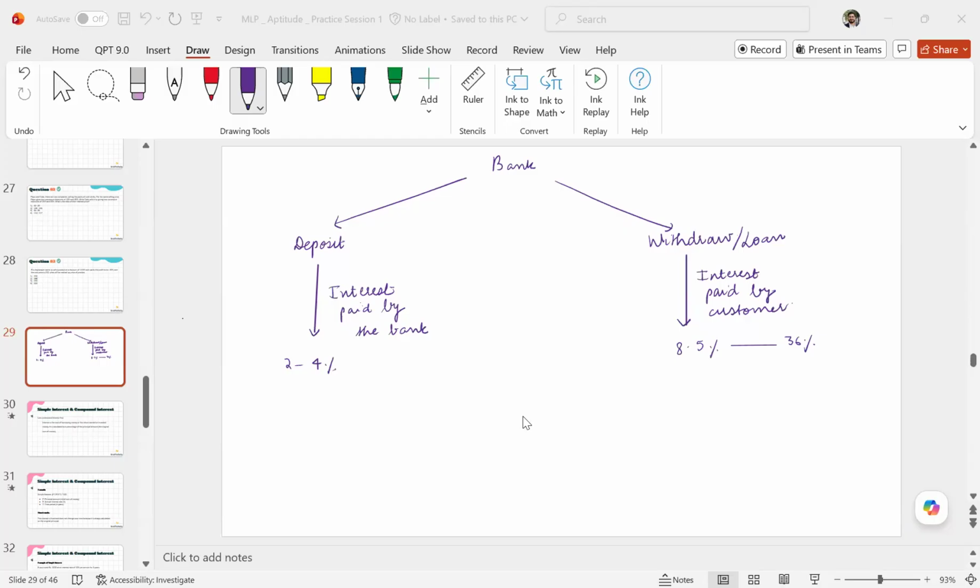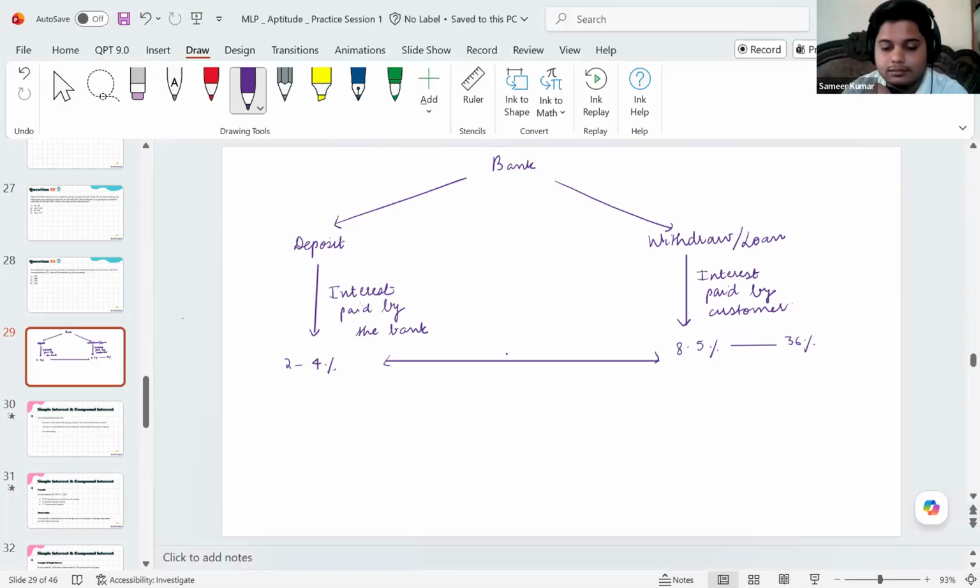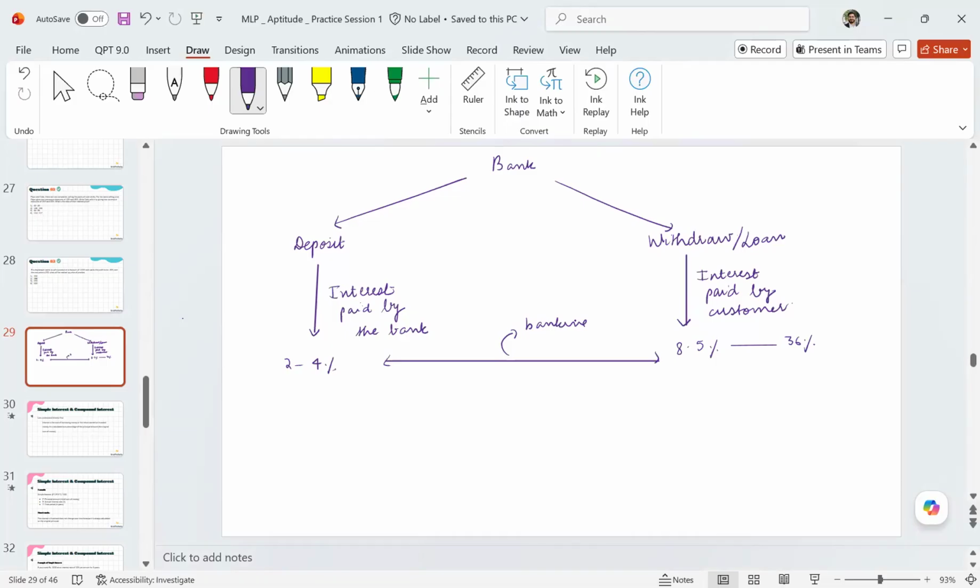Why do they want you guys to keep money with them? To provide loan to others. To then provide loan to somebody else, right? They are going to utilize your money to give this loan to someone else and charge interest from them. The interest that they are charging is minimum 8.5%. The interest that they are paying you is maximum 4%. That means there is a difference, right? Yes. And this difference is utilized for banking operations and banking profits.